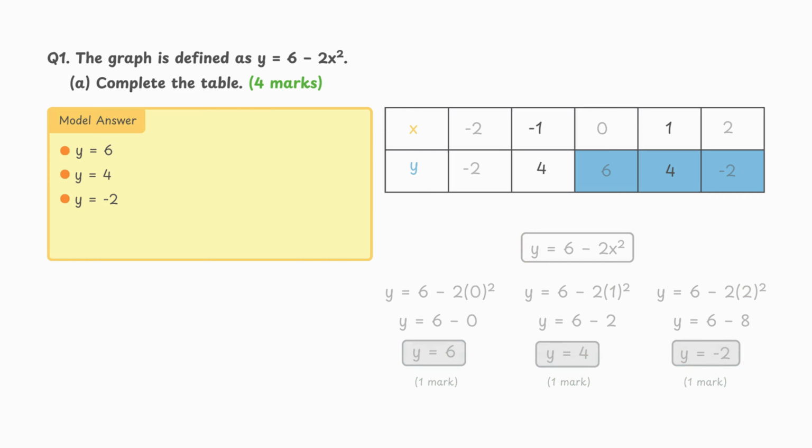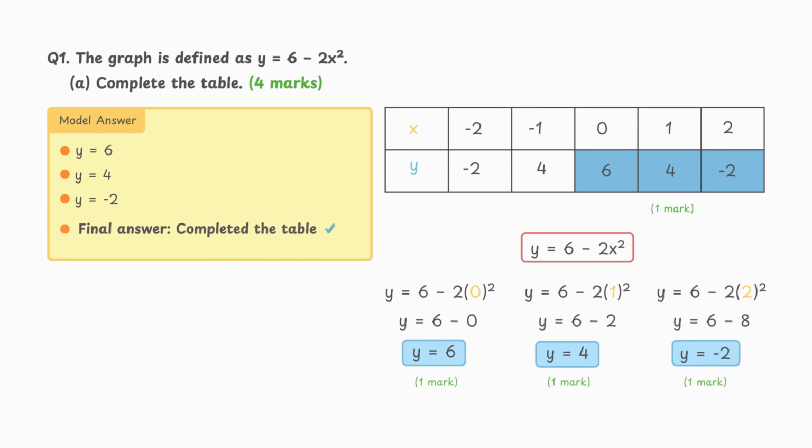So the value for x equals negative 1 will be the same as for x equals 1. So y equals 4. And the value for x equals negative 2 will be the same as for x equals 2. So y equals negative 2. Now we have completed the table. So the final answer is the completed table of values.